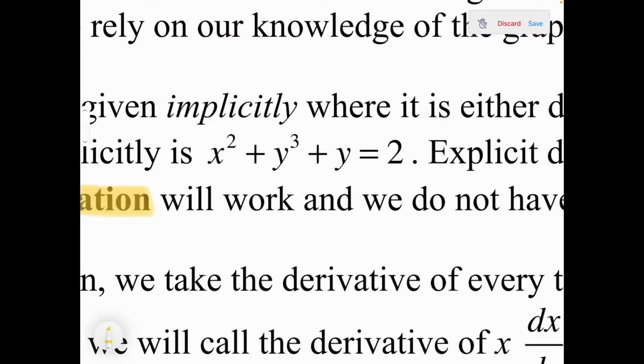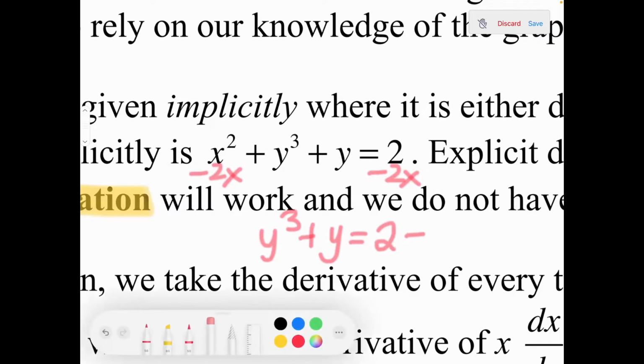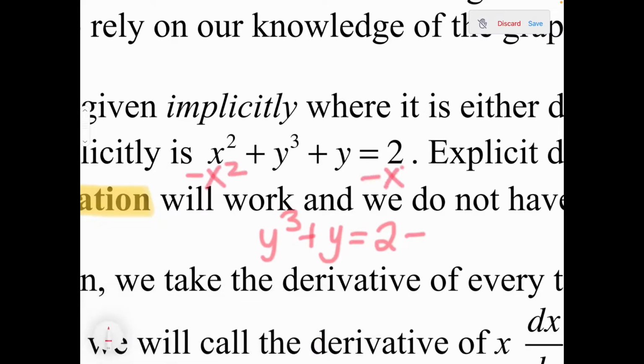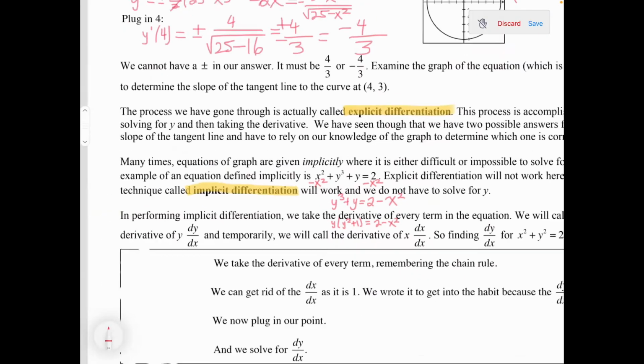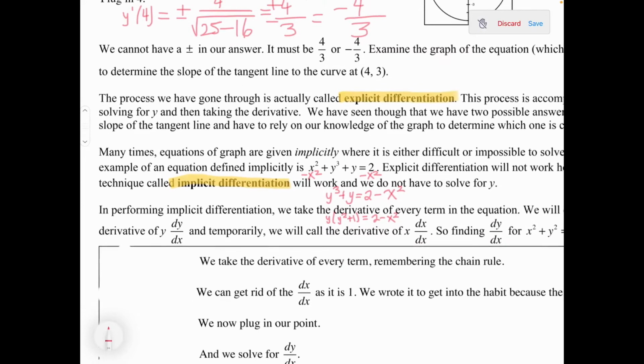We could try. We could subtract x squared from both sides, and then we get y to the 3rd plus y equals 2 minus x squared. That's x squared, not 2x. Y to the 3rd plus y, there's no way we can really combine those. We could try to factor out a y, but then we get y squared plus 1, which doesn't really do us any good. So solving for y here would be very, very difficult. So we need another way that we can actually take this derivative, and that would be this method of implicit differentiation.